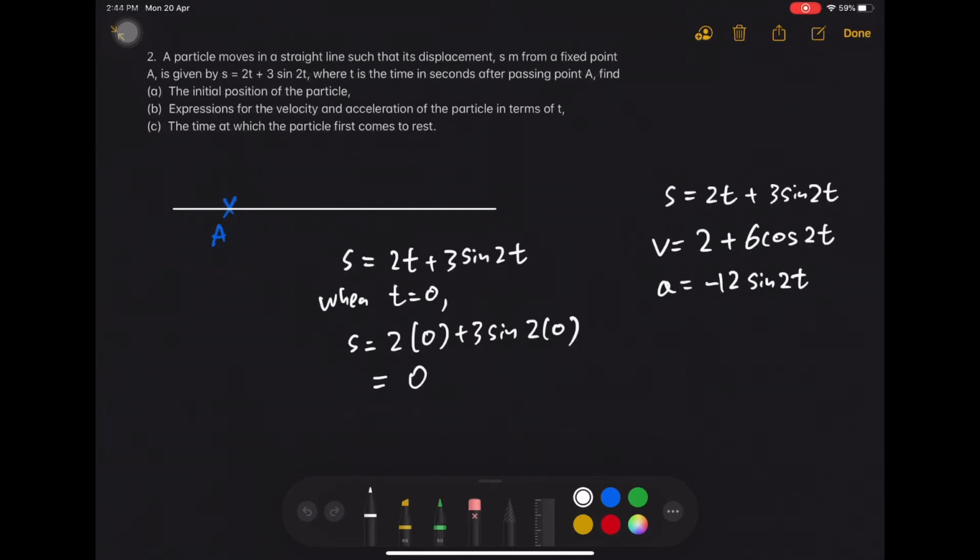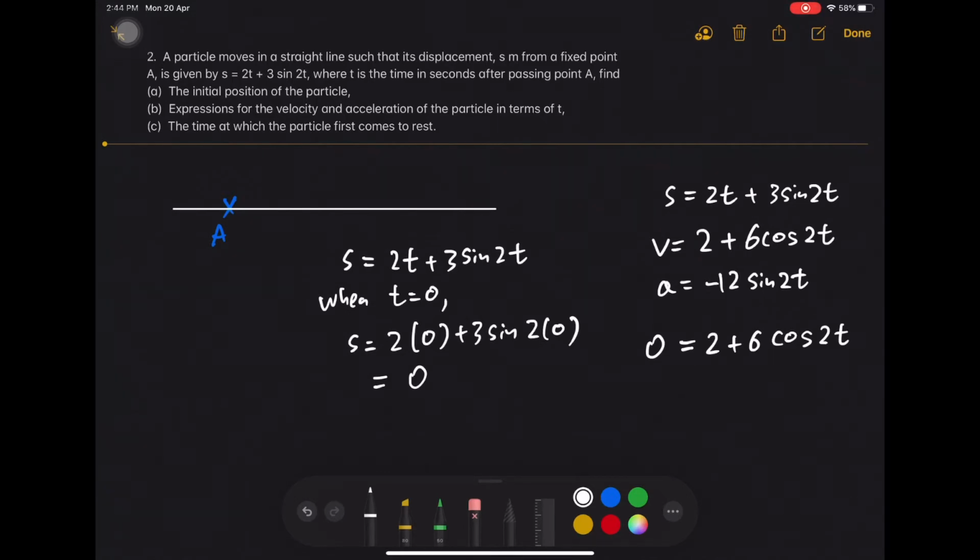Now we are going to find the time at which the particle first comes to rest. When it's at rest, it means that velocity is 0, it's not moving. So we're going to use the velocity equation. So we're going to get my velocity to be 0. So we have something like this. And you can see there is only one unknown, which is my time.